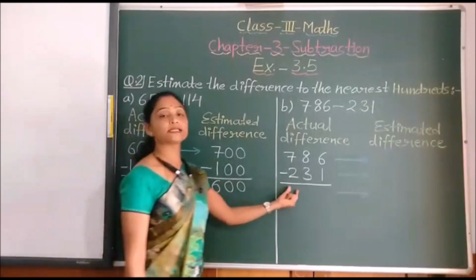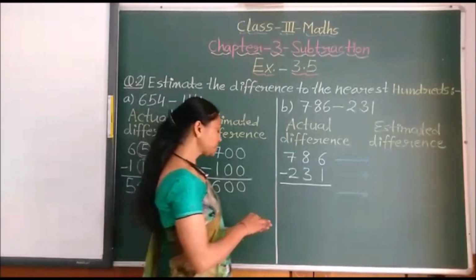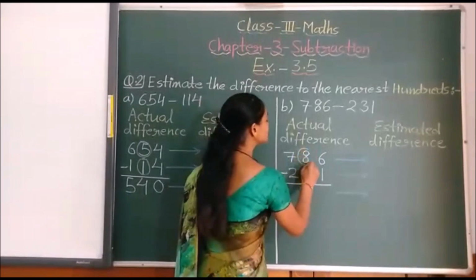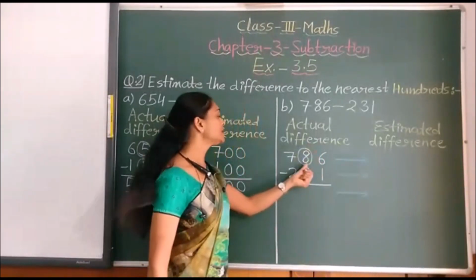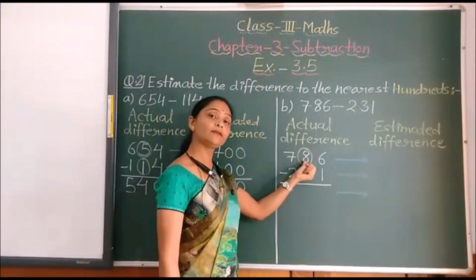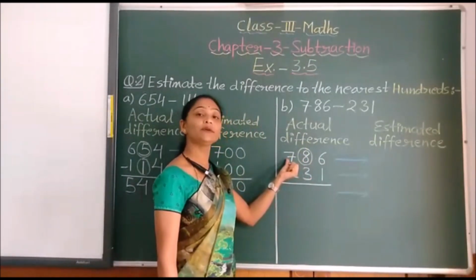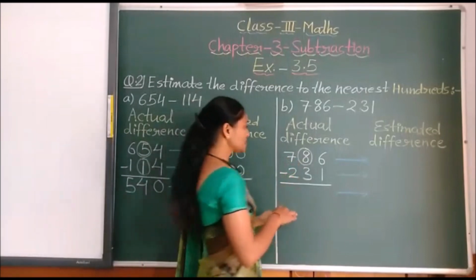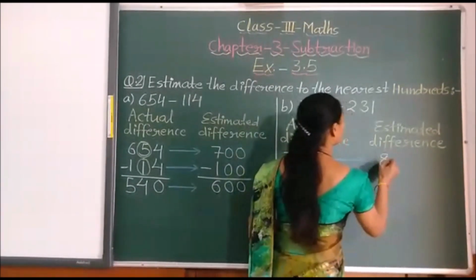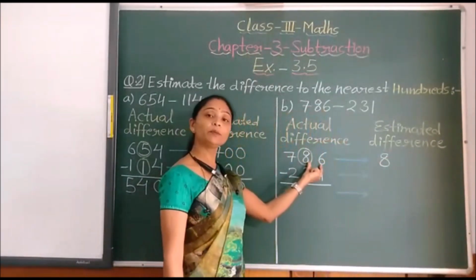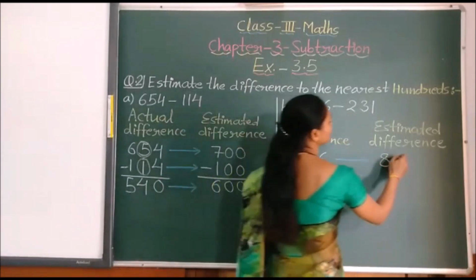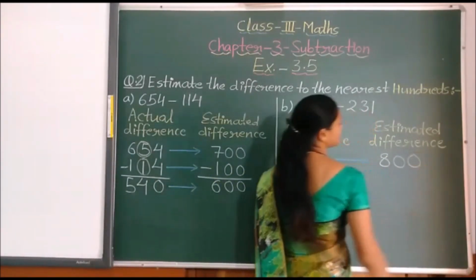Now we will solve the second question. See, we have to see this tens place digit. This is 8, means greater than 5. So this will become 8 now, because the 7 will be increased by 1. So here we have to write 8. And these two we have to replace by 0. So here we will get 2 zeros.